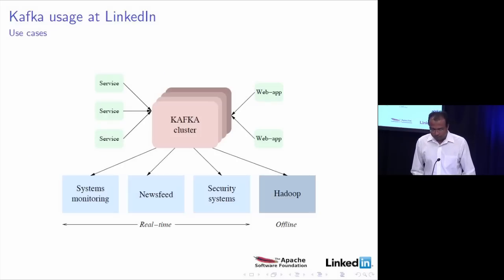So just about every service and front end in LinkedIn sends tracking data to Kafka, and there are several real-time and offline use cases for this tracking data. For example, security systems feed off of this tracking data to detect and respond in near real time to fraud or abuse.